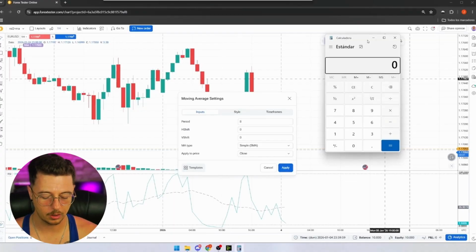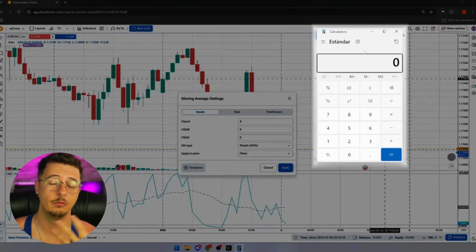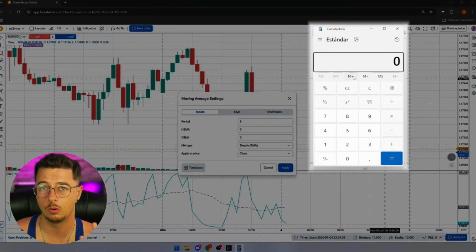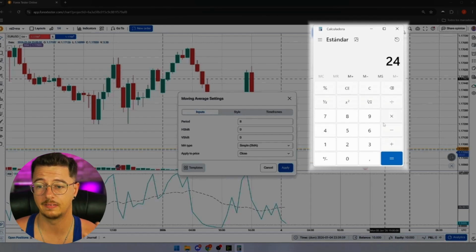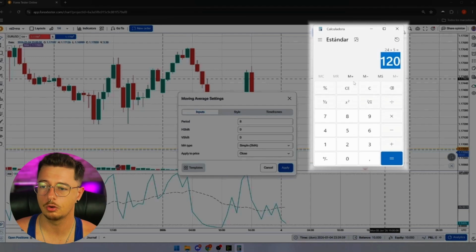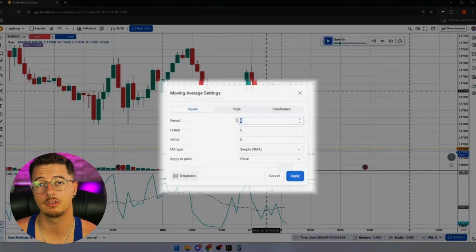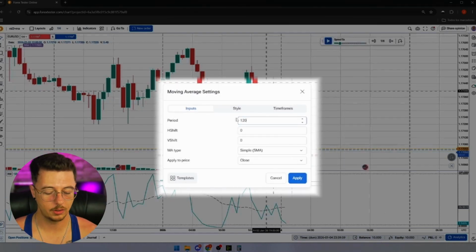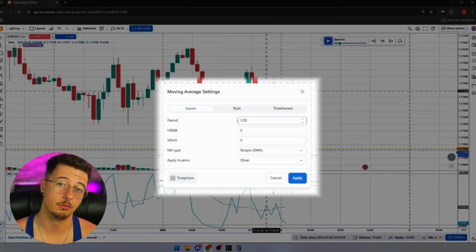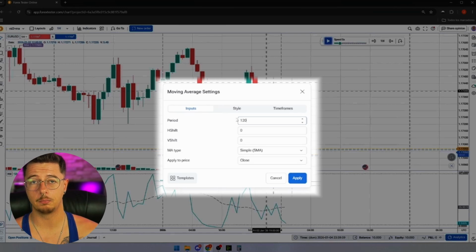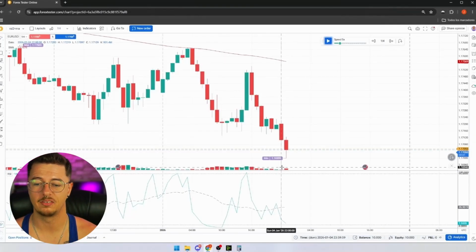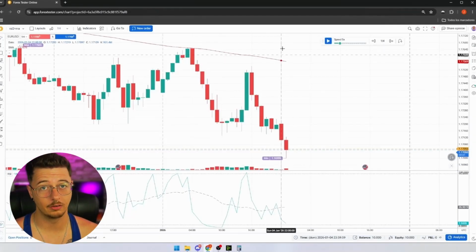So what we're going to do is open a calculator. In one day we have 24 hours and we have 5 trading days, so we're basically going to calculate 24 times 5. This is going to give us 120. And this is going to be the moving average that we're actually going to use. So when the price is above the moving average, we're going to buy, and when it's below, we're going to sell. If the price is below the average weekly price, then it's a good opportunity to keep selling, because the trend is your friend until it breaks.